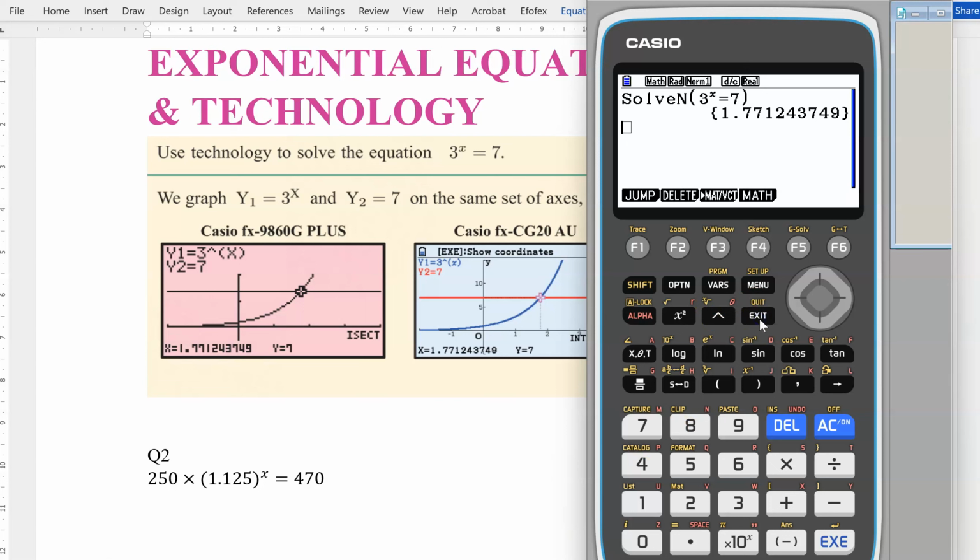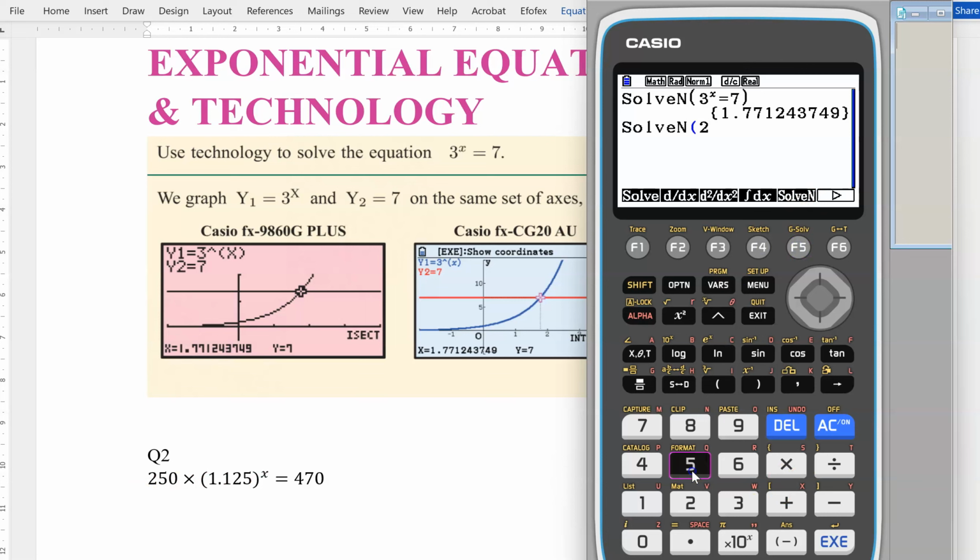So I'm just going to exit this so I get back to the normal calculator screen. So how do we get back to SolveN? Well, we go Option, we want Calc, and SolveN, so F5. And then we type in what we see.